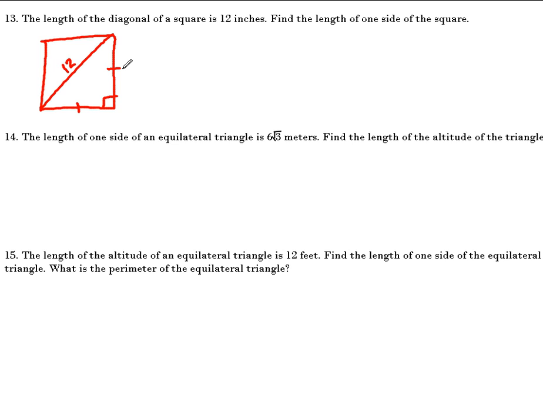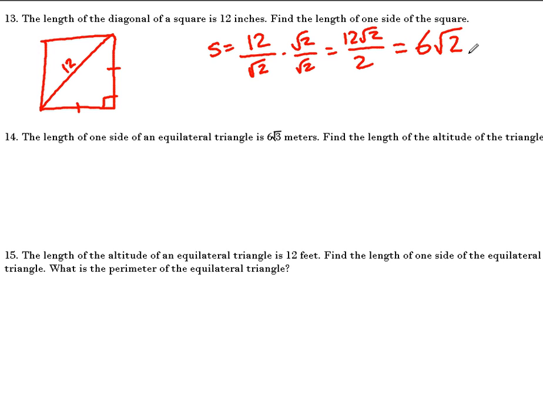If it's a square, that means the sides are the same, so it's a 45, 45, 90 triangle. So to get the side length, I need to take that hypotenuse of 12, divide it by the square root of 2. I'll rationalize it, root 2 over root 2. So I'll have 12 square roots of 2 over 2, which means my side length is 6 square roots of 2, and my unit is inches. 6 root 2 inches.